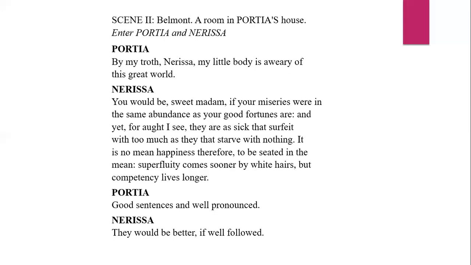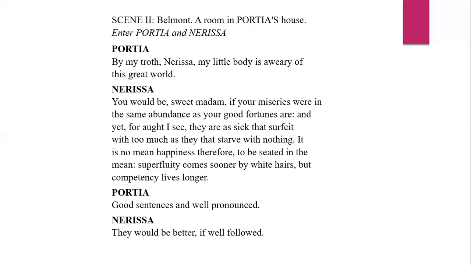Scene 2, Belmont, a hall in Portia's house. Enter Portia and Nerissa. By my troth, Nerissa, my little body is aweary of this great world. So Portia tells Nerissa that she is tired. She's tired of this great world. Her little body is tired of this great world.